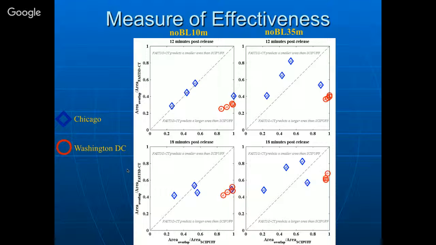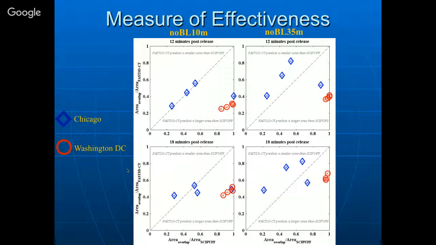And in this plot, the X and the Y axis, you can see here, are normalized. And along this diagonal, the plumes are the same size, and the degree of overlap varies. So if you're up here at 1,1, you have exactly the same plume in the same area covered. If you're in this quadrant, then the LES model predicts a smaller area than SCIPUFF. And if you're in this quadrant, then Fast3D predicts a larger area than SCIPUFF.